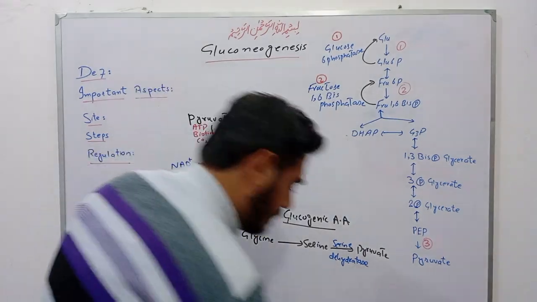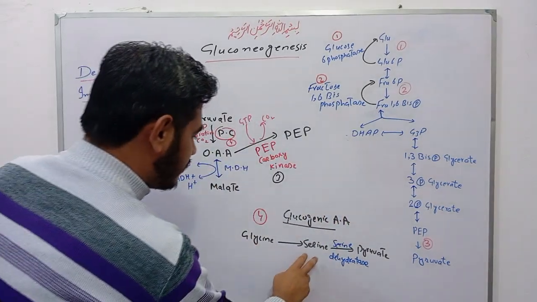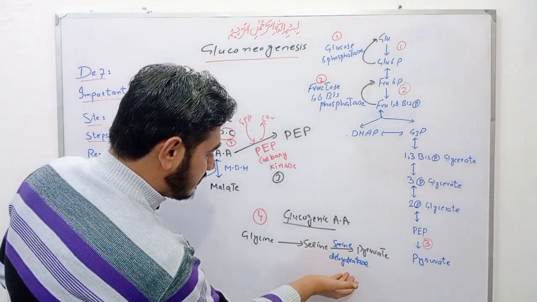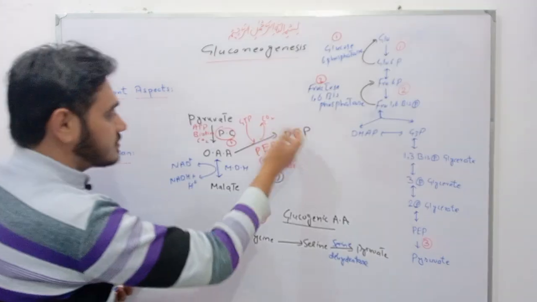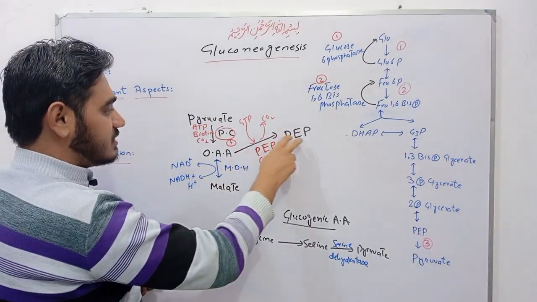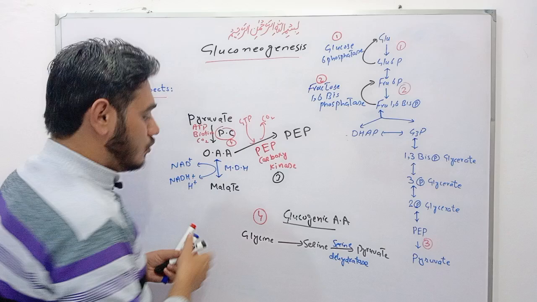I'm repeating again. This glycine converts into serine. Serine converts into pyruvate with the help of serine dehydratase enzyme, and pyruvate forms glucose this way. Pyruvate converts into oxaloacetic acid and phosphoenolpyruvate and then glucose.